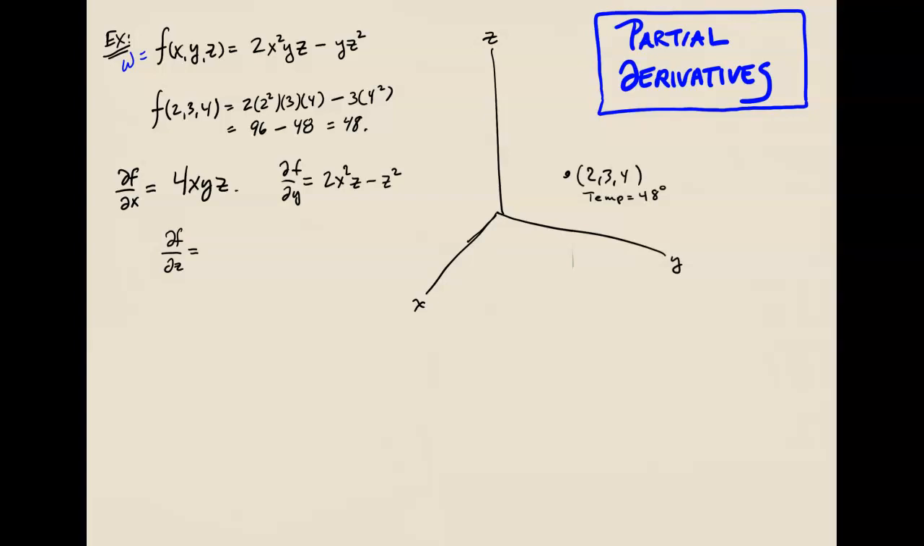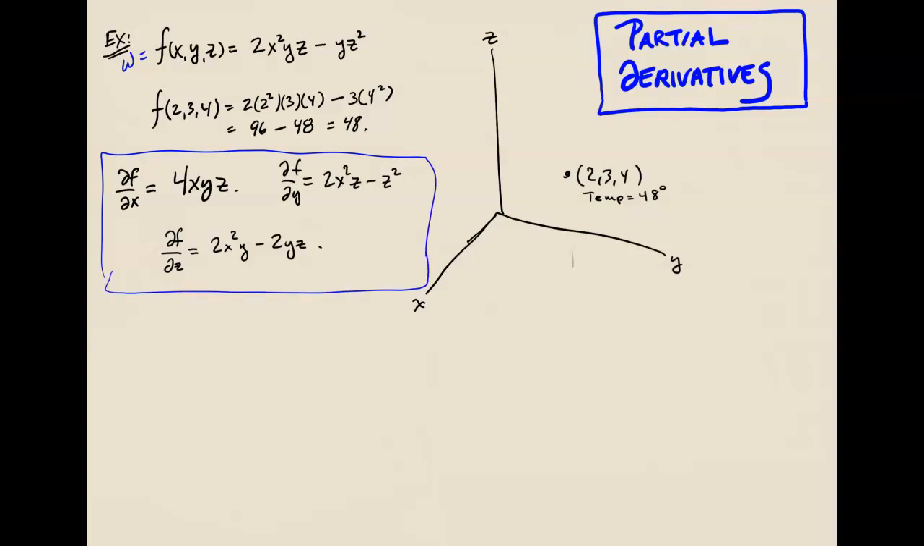And when we do that, we're going to get 2x squared y for the first one and minus 2yz for the second term. So now we've computed all 3 of the partial derivatives of our function. To interpret this, we might ask what's happening at this particular point where we started. At this point, (2, 3, 4), the partial with respect to x is 4 times 2 times 3 times 4, using our formula for the partial with respect to x. And when you put that all together, that spells 96.